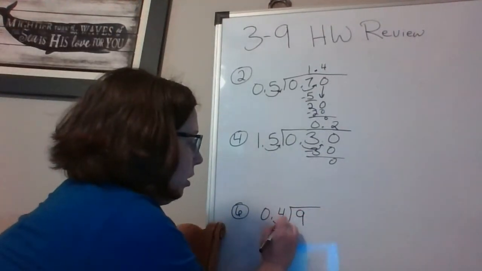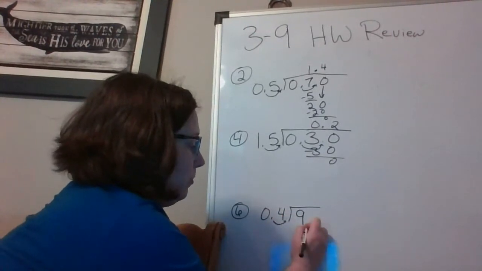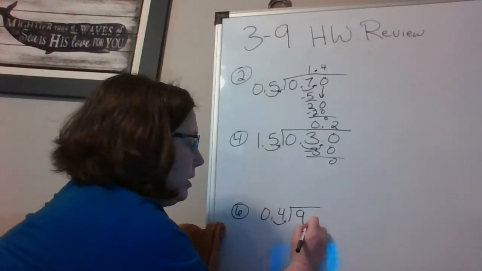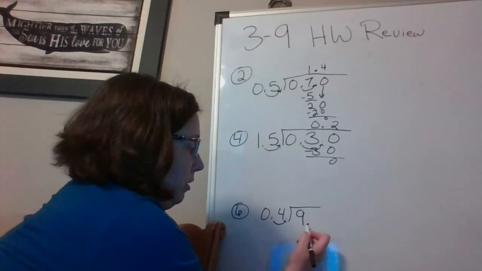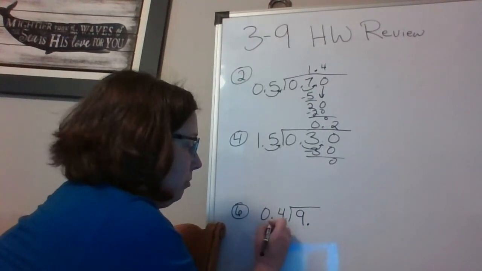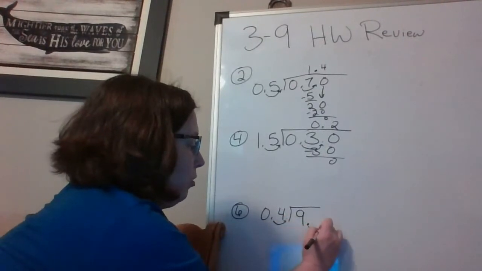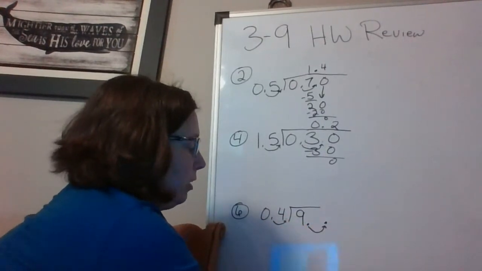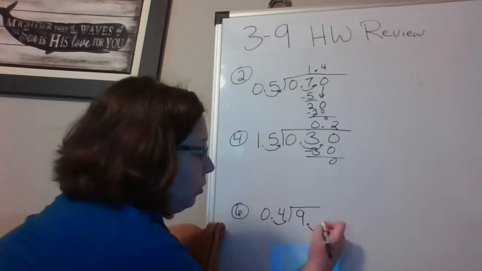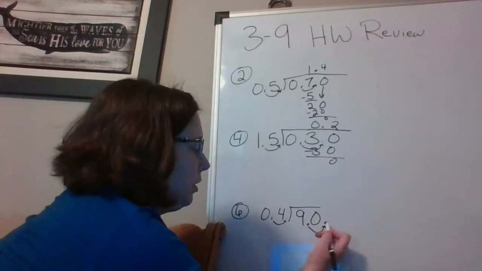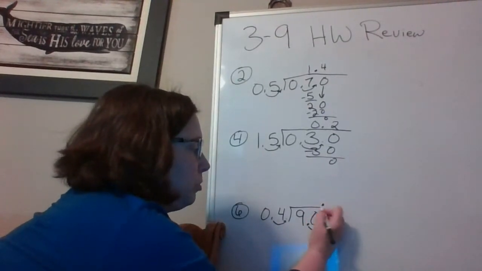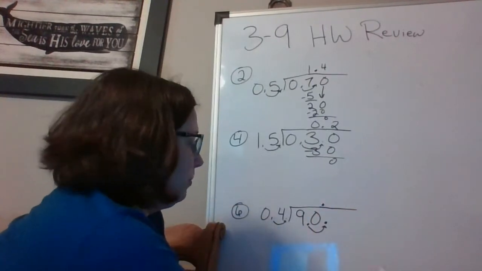For number 6, we have 9 divided by 4/10. We get rid of our decimal in our divisor. We didn't have a decimal in our dividend, but we need to put one after the 9 because we need to move that over 1 then. And of course, to fill in our egg carton, we're going to drop in an egg or a 0 and then shoot our decimal straight up into our quotient.